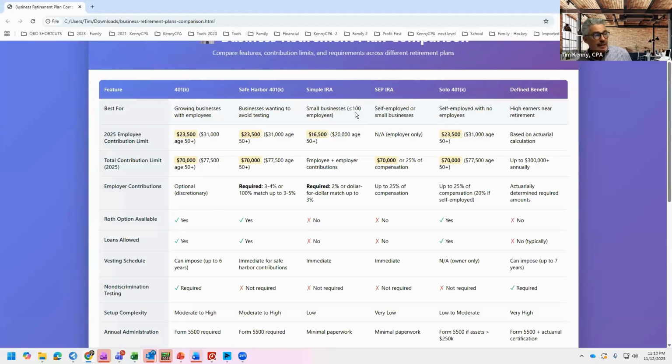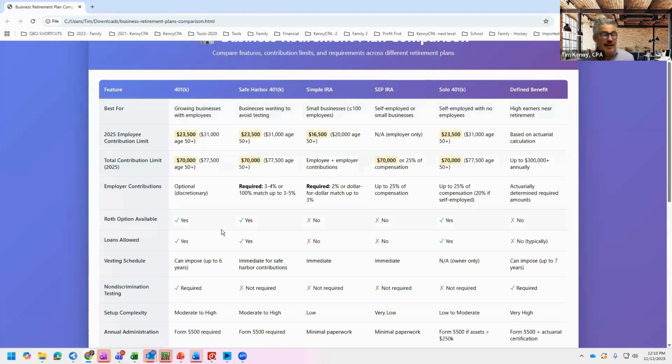Simple IRA, this is generally for small businesses with under 100 employees. SEP IRA, for self-employed small businesses. This was something that was more popular prior to these simple IRAs and solo Ks. Solo K is just like it says, for a self-employed individual with no employees, and then the defined benefit plan for high earners near retirement.